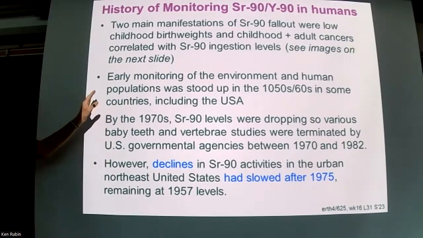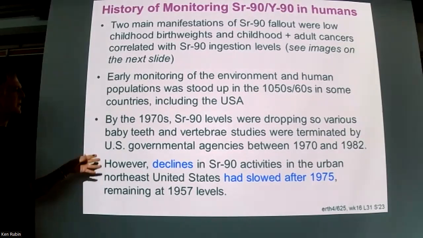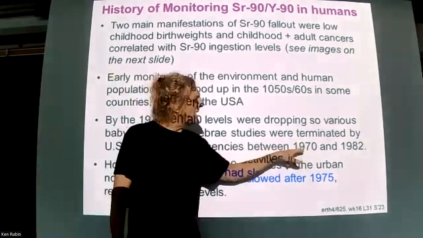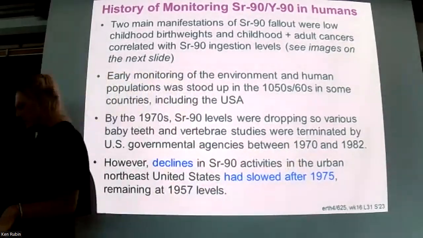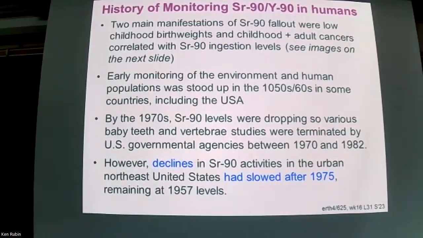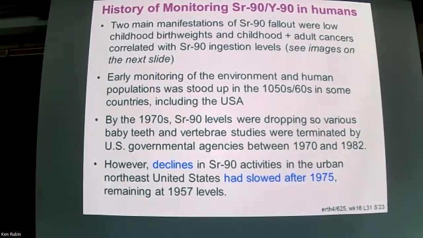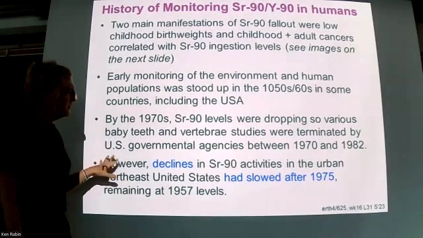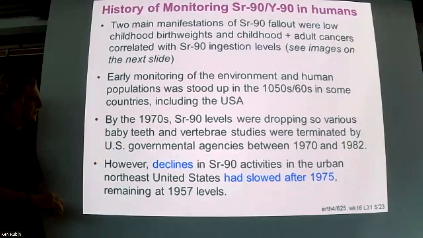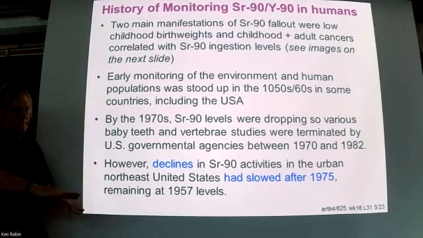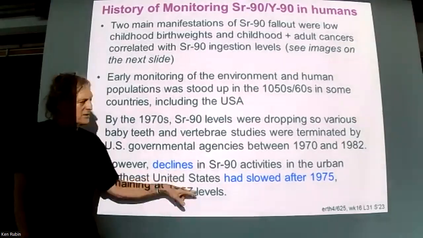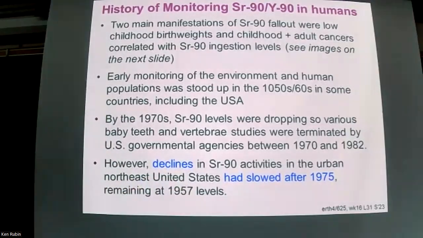And so a lot of countries were like, maybe we don't have to do this quite so much anymore. For instance, in the US, we stopped incrementally in the 70s and into the early 80s. And so they stopped monitoring, stopped having as much information. And it was interesting because we had declines in strontium 90 activities, and in the few places that were still being monitored, these declines bottomed out around 1975 and kept staying at about 1957 levels. People don't really think about it too much.